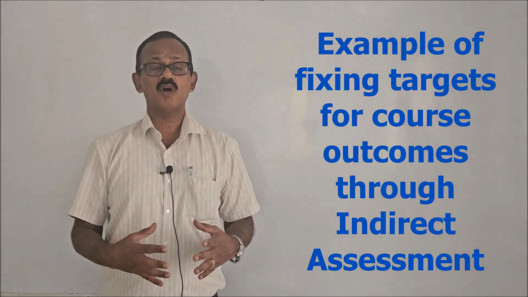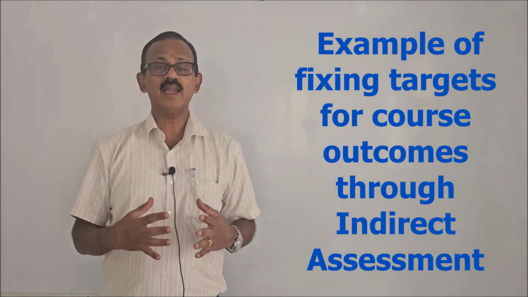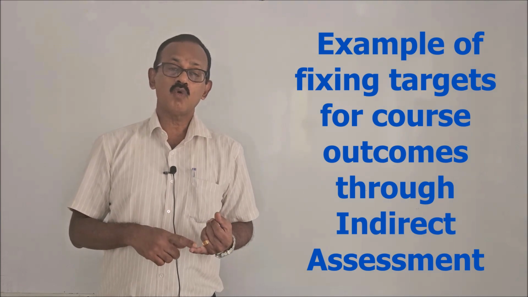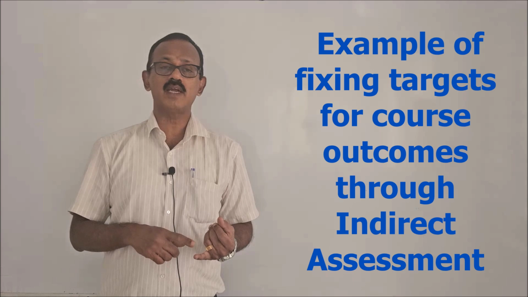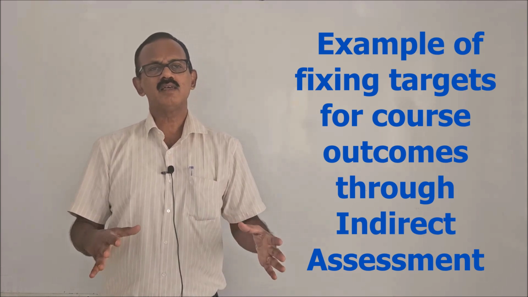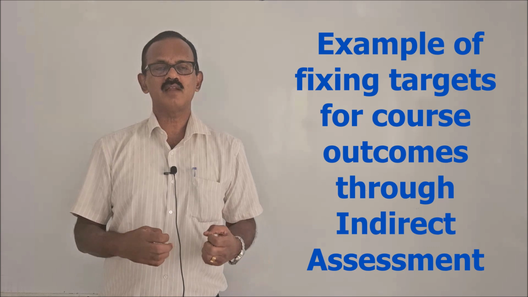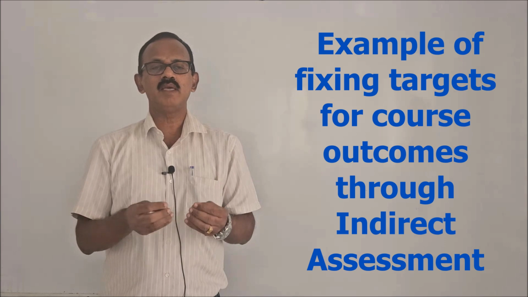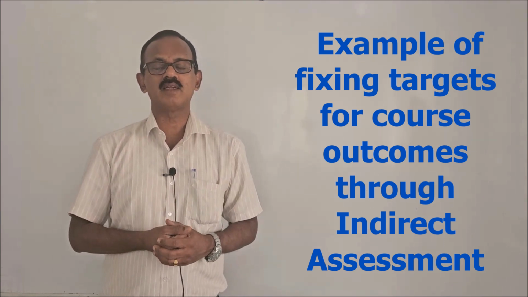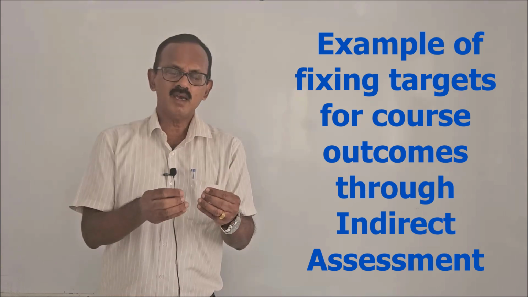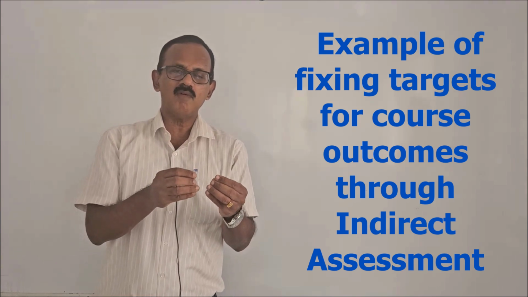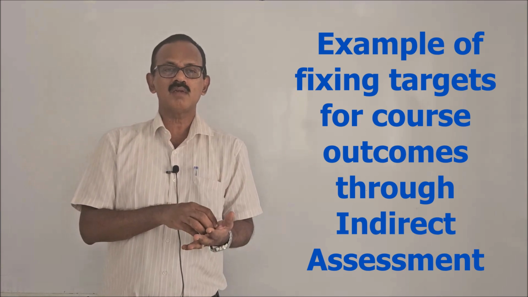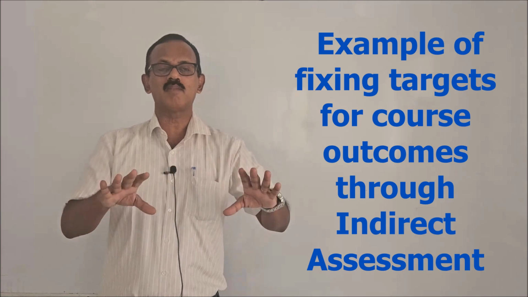Setting target for achievement of COs through indirect assessment tools. What are the indirect assessment tools for a course? It is the course exit or course end survey. We will conduct a survey, and in that survey, the course outcome achievement will be in a percentage. It might be 60, 70 or 80 or something like that. So, level 1, level 2 and level 3 will be based on a percentage of achievement.